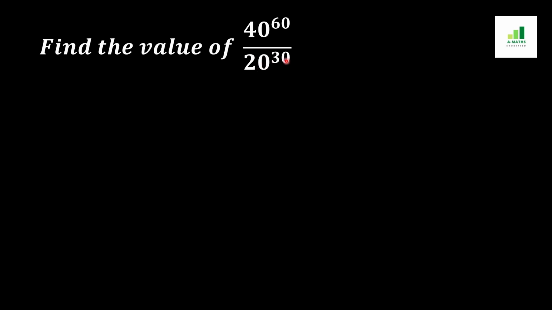In order to solve this question, first we break this value into two parts and we will get 2 into 20 to power 60 and 20 to power 30, same as before, in the denominator. Now from the basic rule of algebra, if two values are in multiplication and have the same power, we can write these values individually with the same power. So here we apply this rule and we can write this value as 2 to power 60 into 20 to power 60.